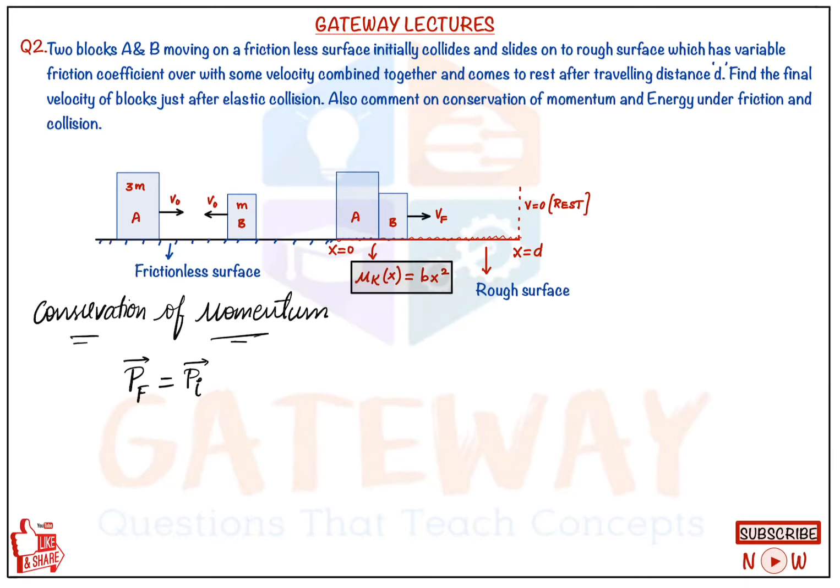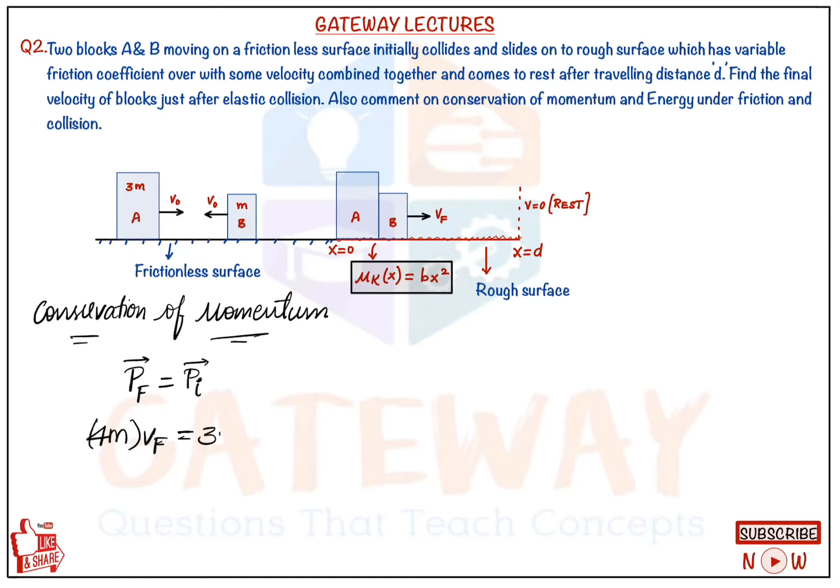What is P final? Both the blocks collide and start moving with some velocity called Vf, and we need to find the velocity of the blocks just after collision. So we need to calculate that Vf value. For that, 4m into Vf is equal to the initial momentum.